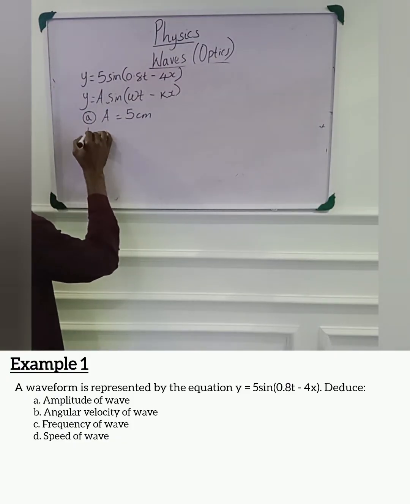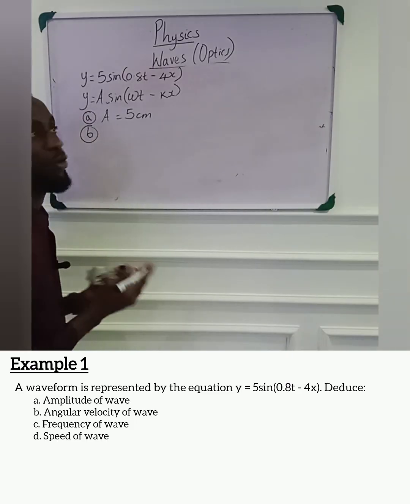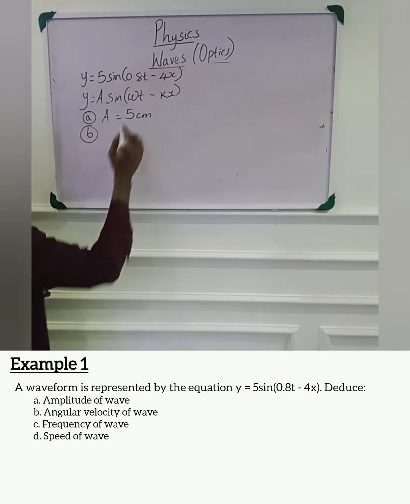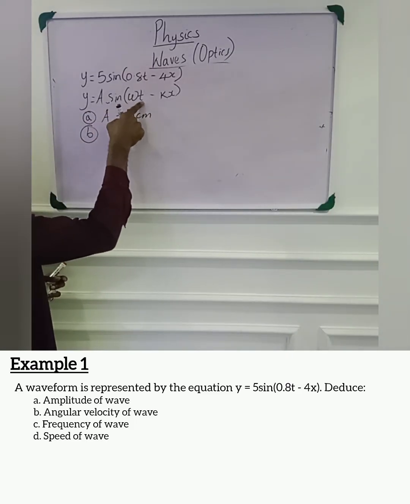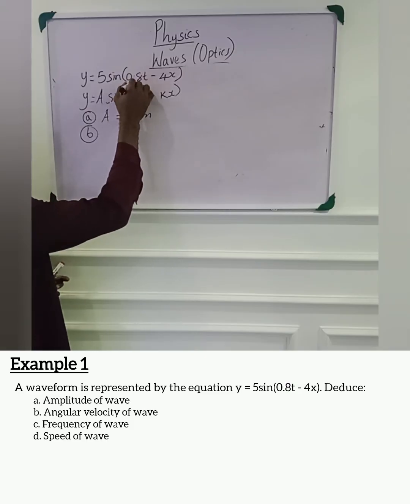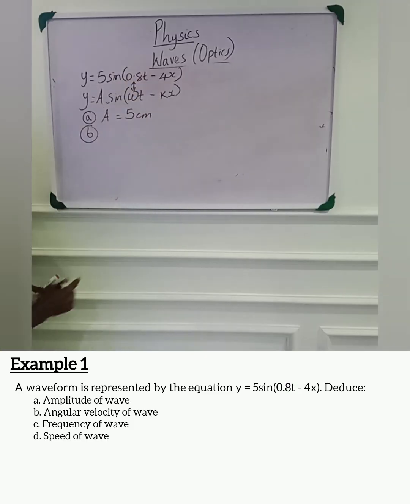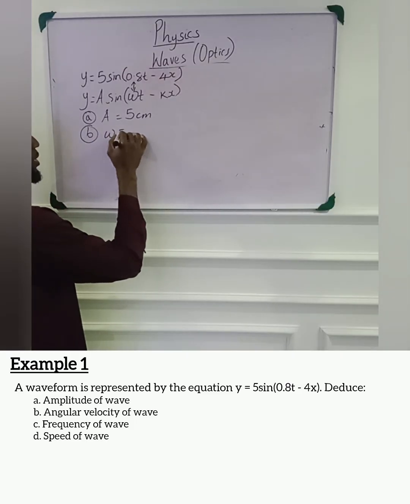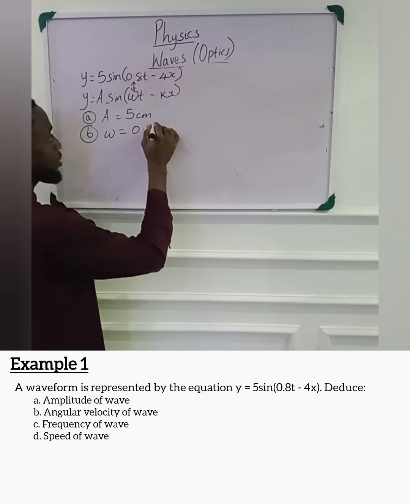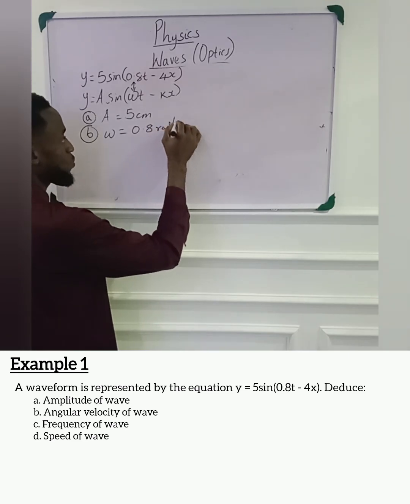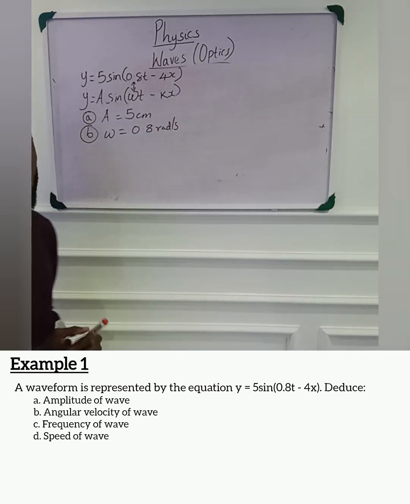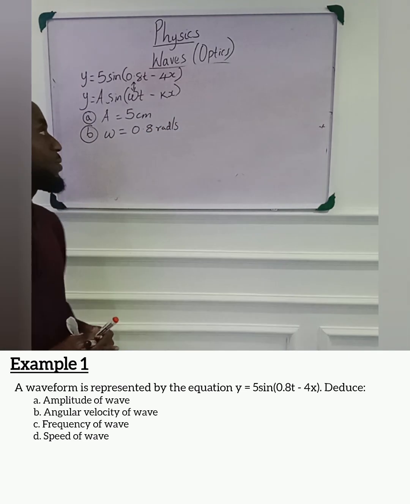Second, angular velocity. You can see clearly where our angular velocity is, the one attached to t. If you look here, what's in that position now is 0.8. So angular velocity without calculation again is just what? 0.8. But where you have to help yourself is in the units, radians per second.